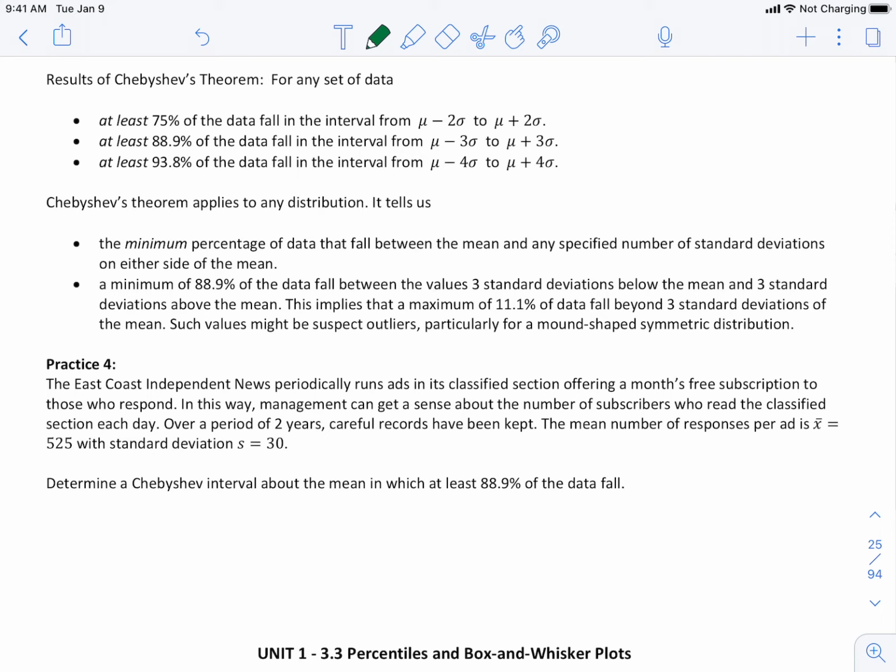Chebyshev's theorem applies to any distribution, and it tells us the minimum percentage of data that fall between the mean and any specified number of standard deviations on either side of the mean. A minimum of 88.9% of the data fall between the values 3 standard deviations below the mean and 3 standard deviations above the mean. This implies that a maximum of 11.1% of data fall beyond 3 standard deviations of the mean. Such values might be suspect outliers, particularly for a mound-shaped symmetric distribution.